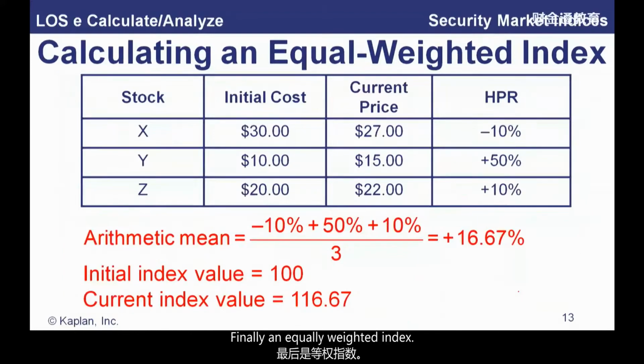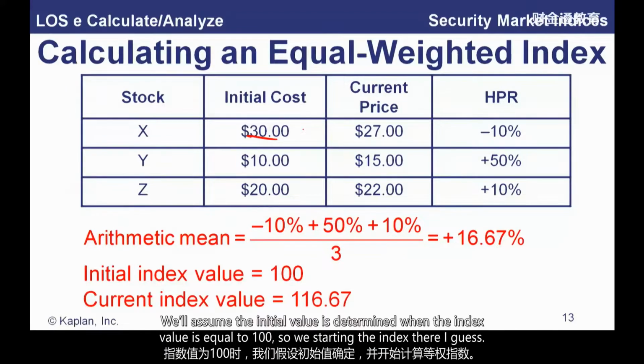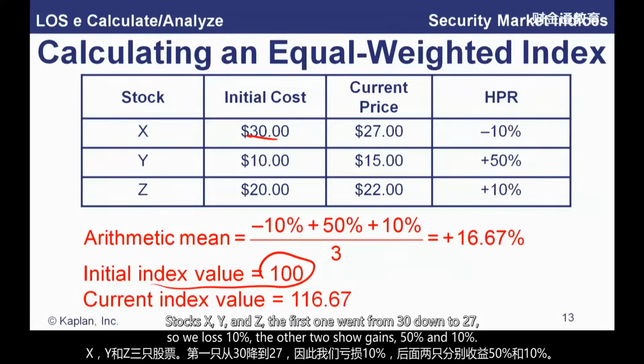Finally, an equally weighted index. We're going to have an initial price for the stock and a current price, so for whatever period that's covering. We're going to assume that the initial values were determined when the index value was equal to 100, so we're starting the index there, I guess. Stocks X, Y, and Z: the first one went from 30 down to 27, so we lost 10%. The other 2 show gains, 50% and 10%.